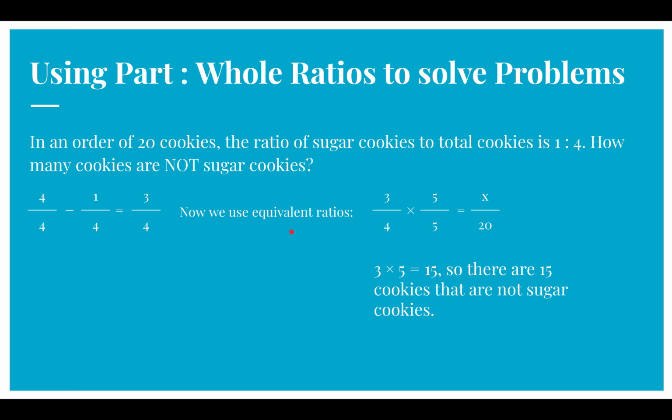And now we use equivalent ratios to solve our problem. We have 3 over 4 times 5 over 5 is equal to x over 20, and 3 times 5 equals 15, so x is equal to 15. And in our order, we have 15 cookies that are not sugar cookies.